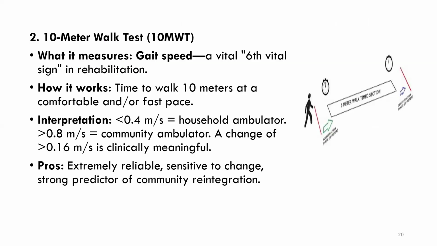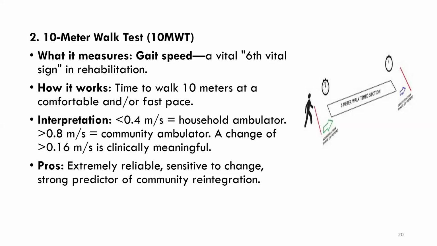We have the 10-meter walk test, which is normally the common practice in our clinics. It assesses gait speed. It measures 10 meters, either using the fast pace or the comfortable speed within stroke patients. So when the 10-meter walk test is completed at less than 0.4 meter per second, you can categorize that stroke survivor as a household ambulator.